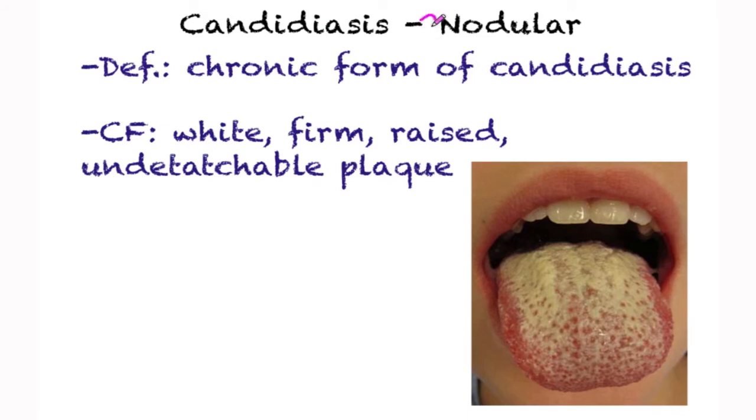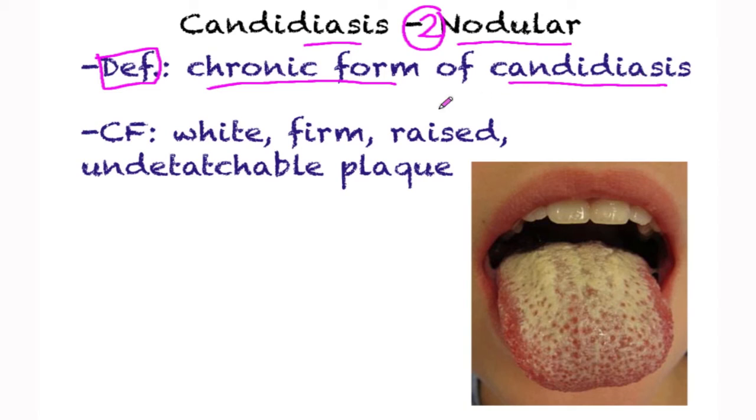The second type of white plaque or white lesion candidiasis is the nodular type. The definition or the difference between these 3 that I'm going to mention is that this is the chronic form of candidiasis. And its clinical features are white, firm, raised, undetachable plaques.